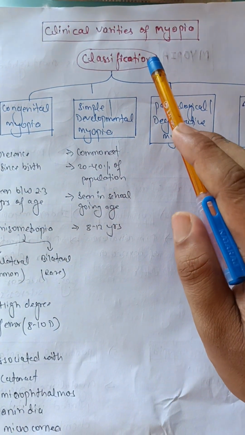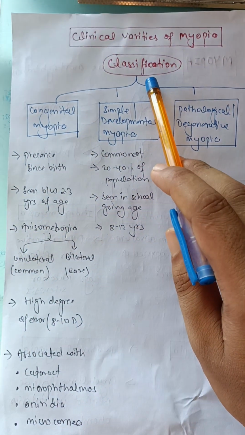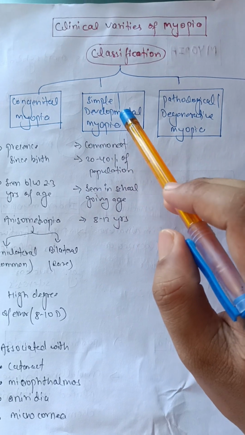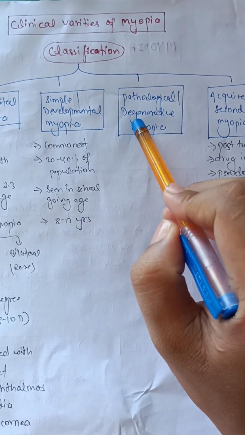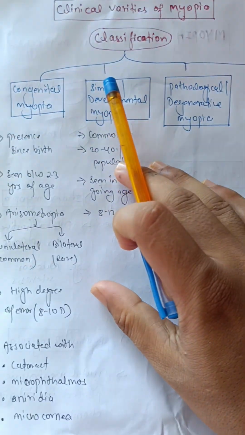So there are clinical varieties of myopia. Classification of myopia: mainly congenital myopia, simple or developmental myopia, pathological myopia, and acquired or secondary myopia.